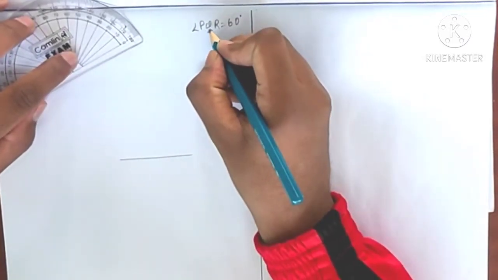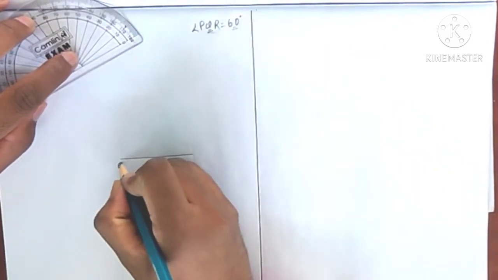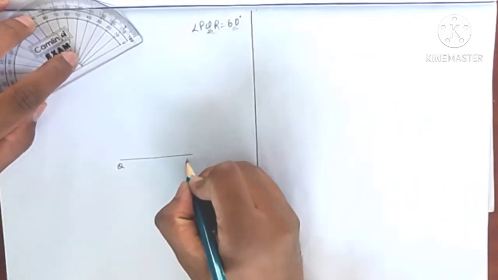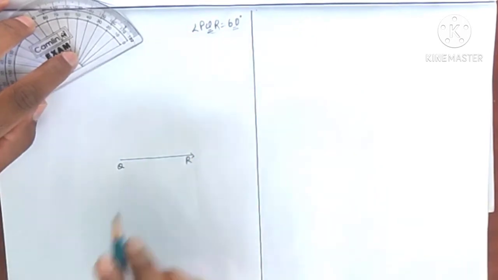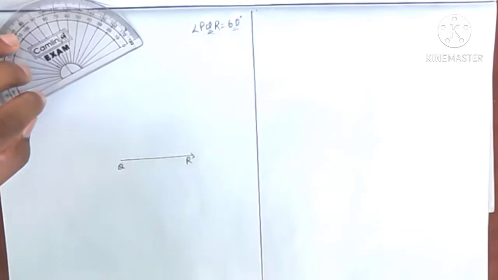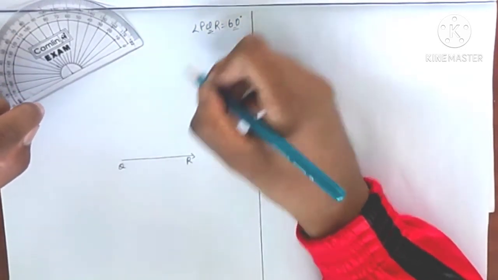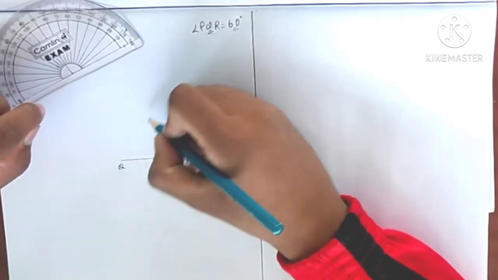Put Q, since Q is the vertex and this has to be the angle, so Q should be written at the end point of the ray, and R is another point here. So this QR is the arm of the vertex Q. Now, since Q is the vertex, we have to make another arm also, that should be PQ.